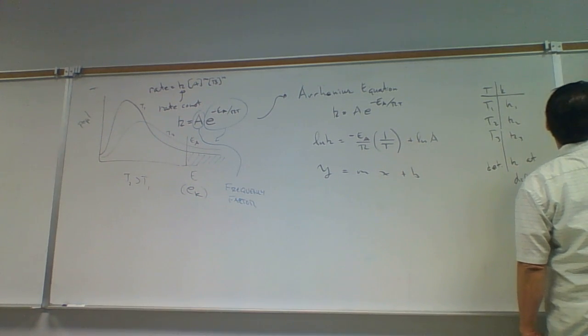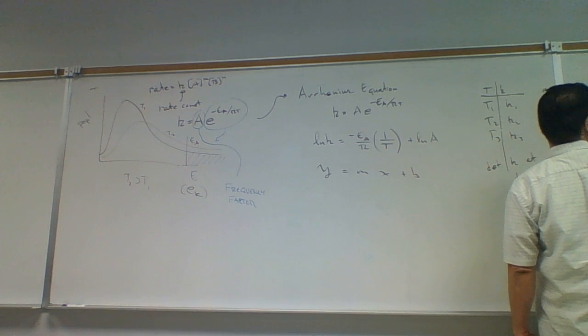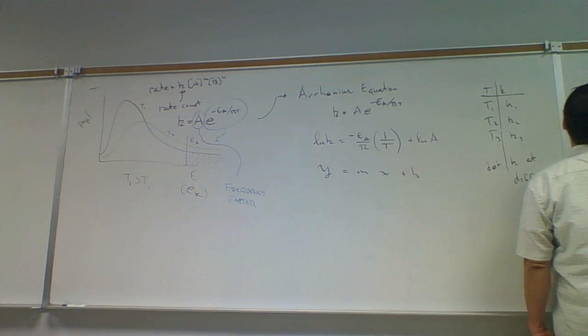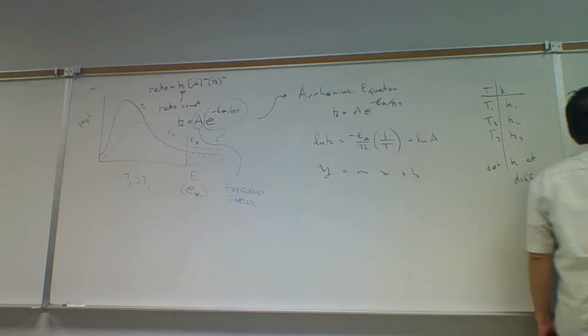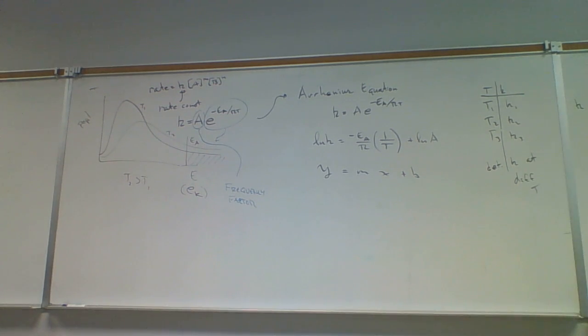This plot is called an Arrhenius plot. In the Arrhenius plot, we plot k versus 1 over T. We can see an example of an Arrhenius plot in our textbook here. Let's take a look at that. Here we go. This is the Arrhenius plot. How many points do they have? 1, 2, 3, 4, 5, 6. Looks like 6 points. That's pretty good.